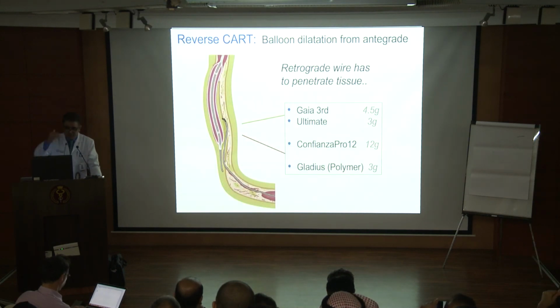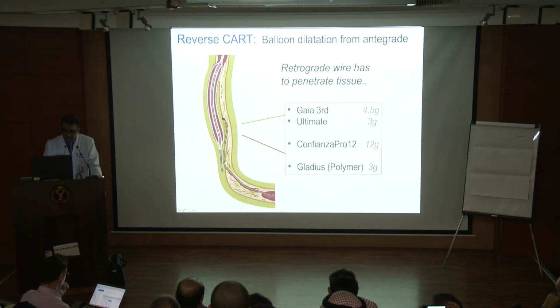So now we crossed with the wire. Now we need to connect the dots. So as we said earlier, either you cross with the wire or you do a reverse CART, which was shown very elegantly yesterday, the case of reverse CART. You come back, you balloon from the antegrade side, make a space, and from your retrograde area, actually connect these two spaces.